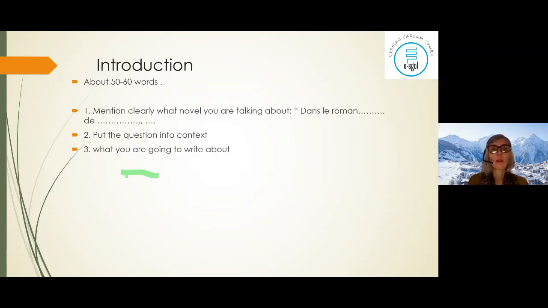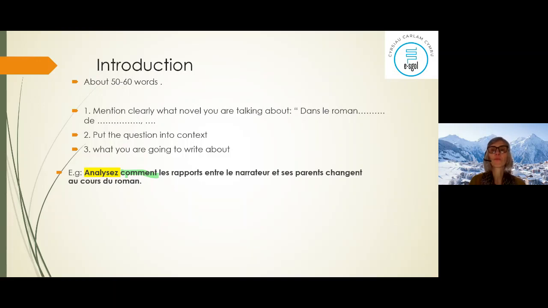Now, thirdly, you have to say what you are going to write about. So you have to give your plan. No details, just a quick plan. So what I've done, I took the essay from Analyser comment les rapports entre le narrateur et ses parents changent au cours du roman. It's from Un secret de Philippe Grimbert. Sorry, I should have written that somewhere.